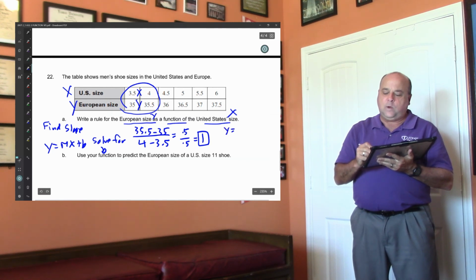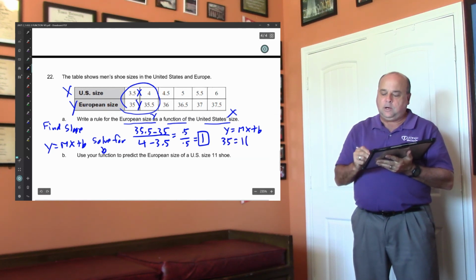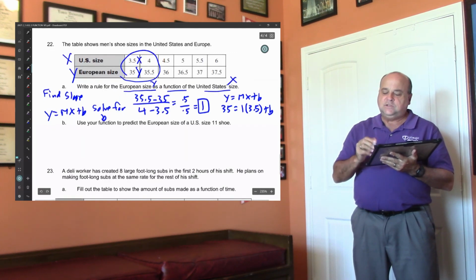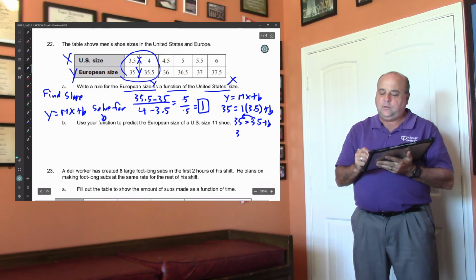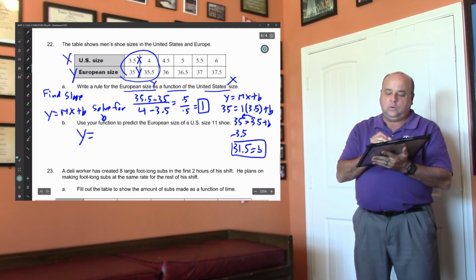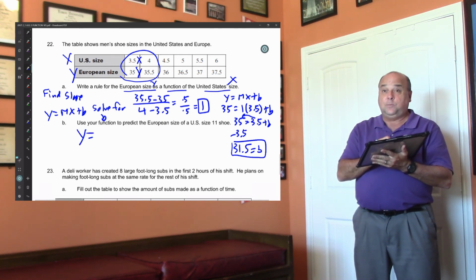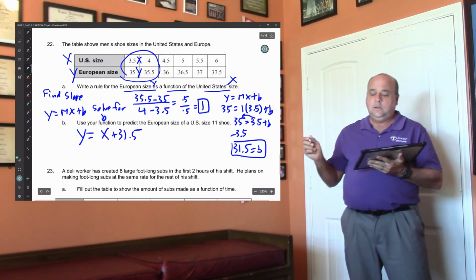Now then I'm going to write down y equals mx plus b, and I'm going to replace the y with 35. I'm going to replace the m with 1. I'm going to replace the x, the US size, with 3.5 plus b. Solve it for b. 35 equals 3.5 plus b. So my y-intercept, if I move over the 3.5 and subtract, I'll get 31.5 or 31 and 5/10. So that makes my function rule y equals x, you don't have to put the 1x, so just x plus 31.5.